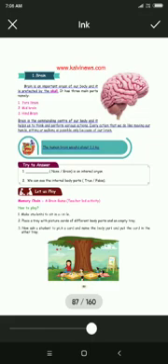First one, brain. The brain is an important organ of the body and is protected by the skull. It has 3 main parts, namely forebrain, midbrain and hindbrain. Forebrain, another name is cerebrum. It is the largest part of the brain. Midbrain is the cerebellum. Hindbrain is the medulla oblongata.